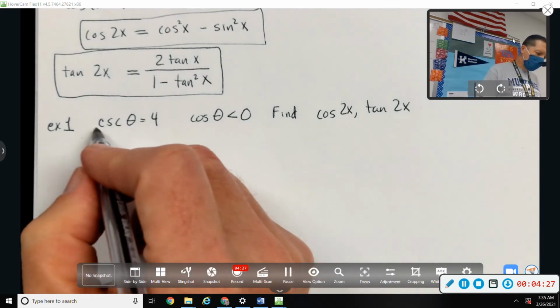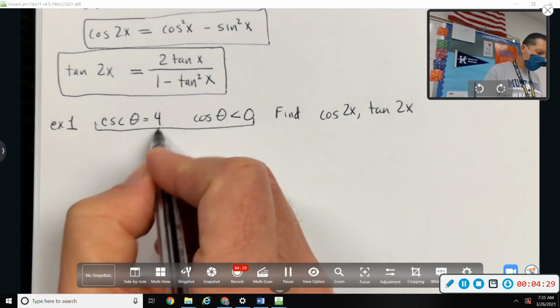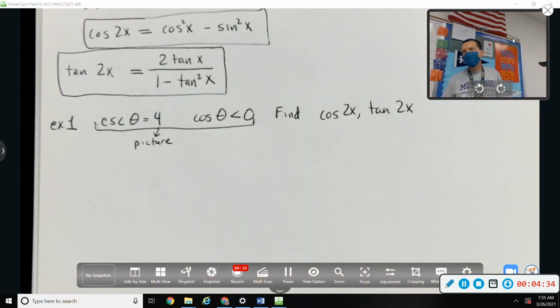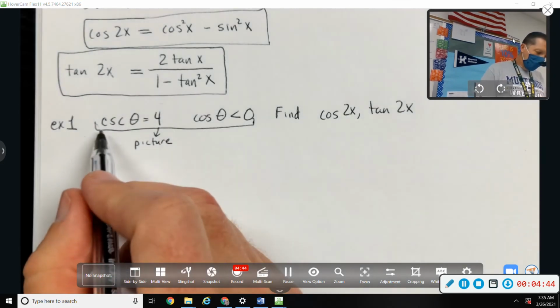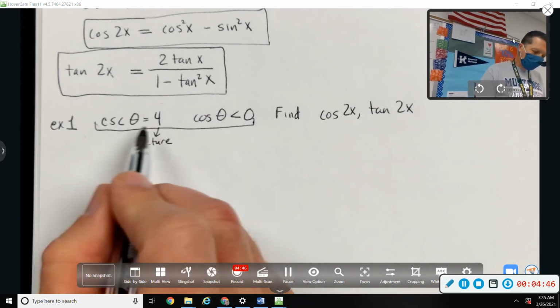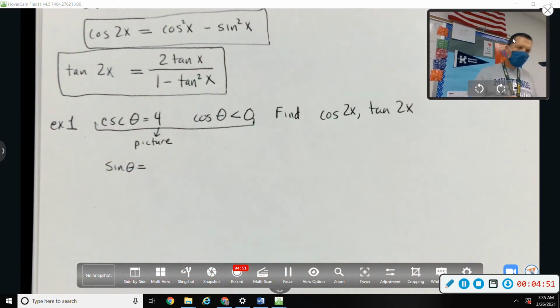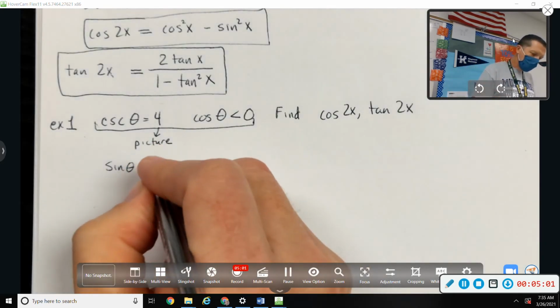So our first job is to draw a picture based on this information. We've done that several times now. That little piece of the problem was on the quiz. It's been on previous tests. It's been on previous worksheets. Cosecant, I don't like to think in terms of cosecant. So that means the sine. If the cosecant is 4, what's the sine equal to? 1/4. Flip it over.